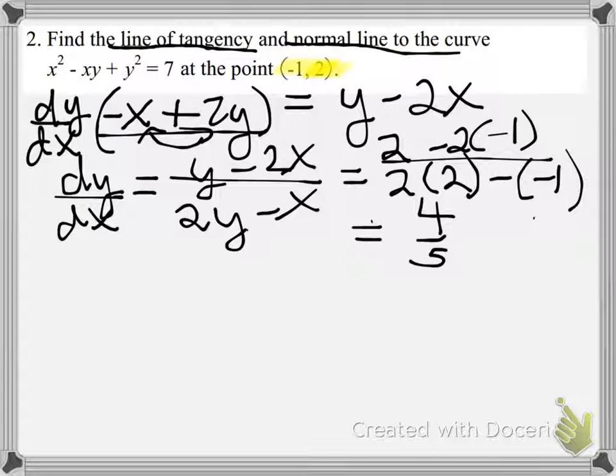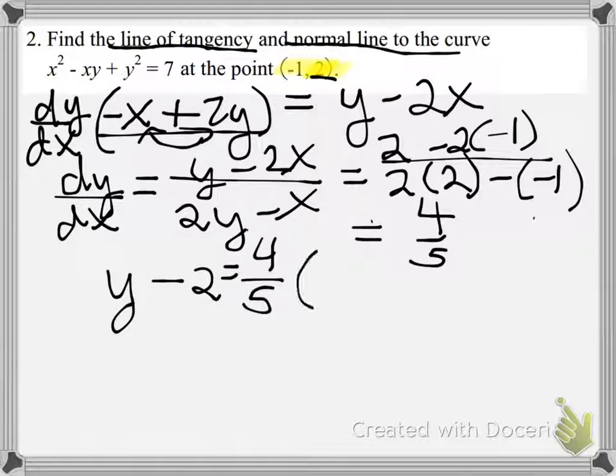Using point slope form, that means that my equation will be y minus y1, which is 2, equals my slope times x minus x1. Well, minus a negative 1 would mean plus. So that's one of my answers. That is the line of tangency.